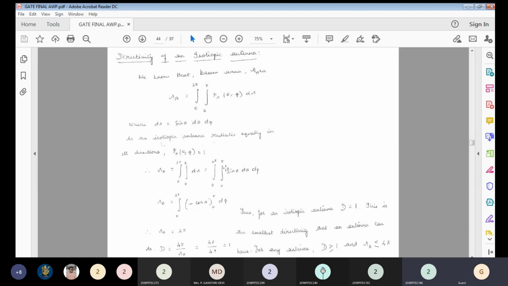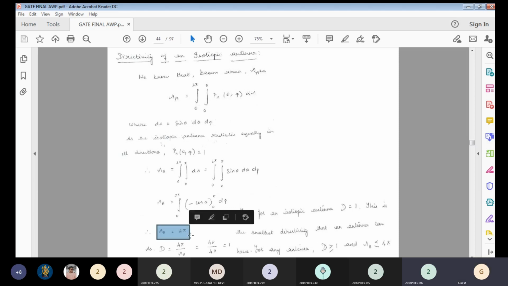Directivity of an isotropic antenna. As I told you, the isotropic antenna is a lossless, hypothetical antenna which is always taken as the reference. It is not physically realizable. We know that the beam area omega A is given, and we know that directivity D equals 4 pi by omega A. Here, for the isotropic antenna, omega A equals 4 pi. You can note this down.